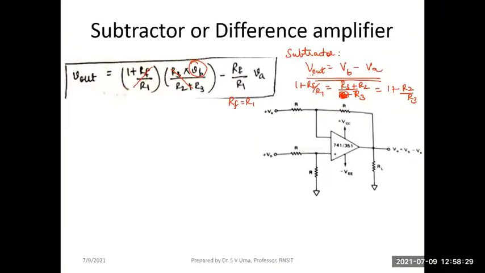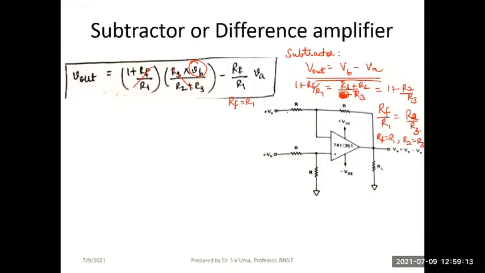What's the other way? One way is to equate the resistance ratios 1 plus Rf by R1 with 1 plus R2 by R3. Or in other words, if I simplify this further, Rf by R1 should be equal to R2 by R3. But for the second condition, when I make Rf equal to R1, then R2 will also become equal to R3. So the easiest way to do that is equate all the resistors.